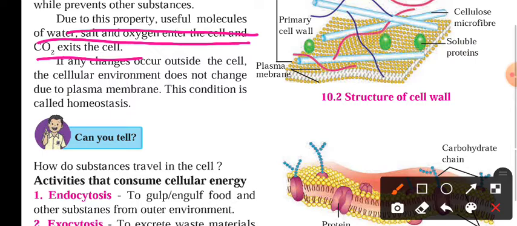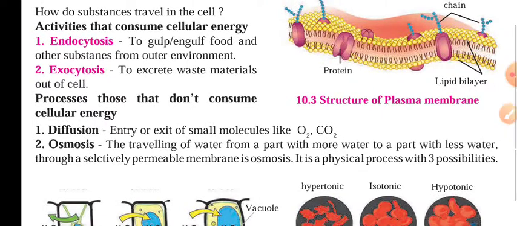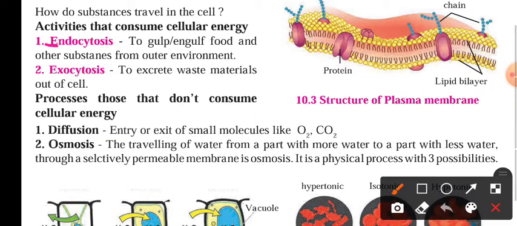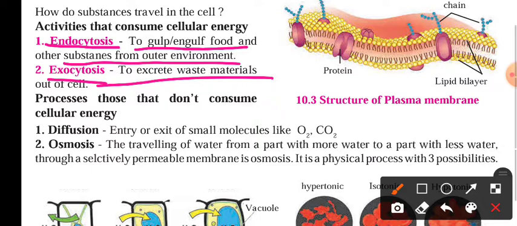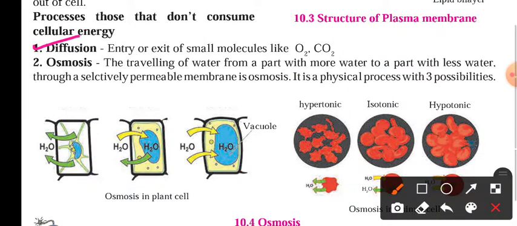Further, they have given the activities that consume cellular energy, because whatever energy is generated in the cell should be used. That energy is used for endocytosis. Endocytosis is to gulp or engulf food and other substances from the outer environment. Exocytosis is to excrete waste materials out of the cell. Further are the processes that don't consume cellular energy. The first one is diffusion.